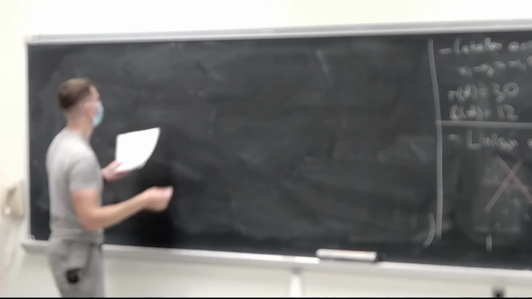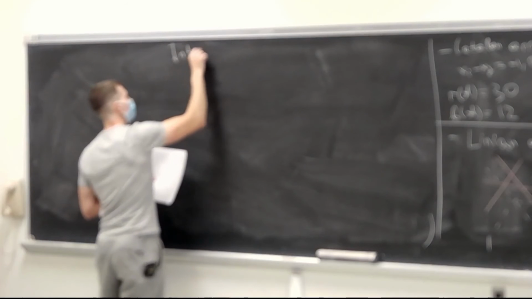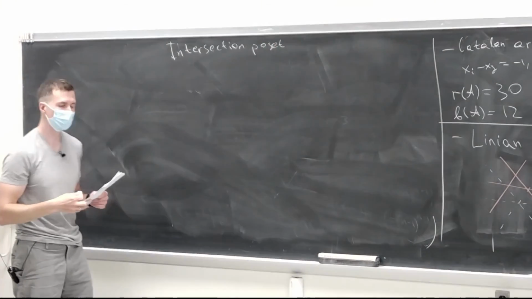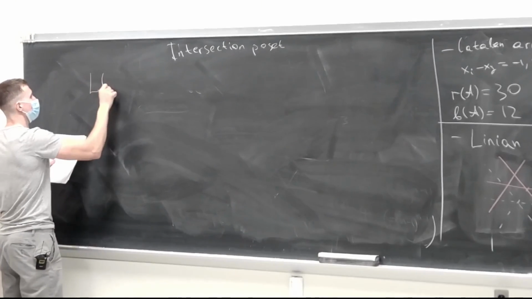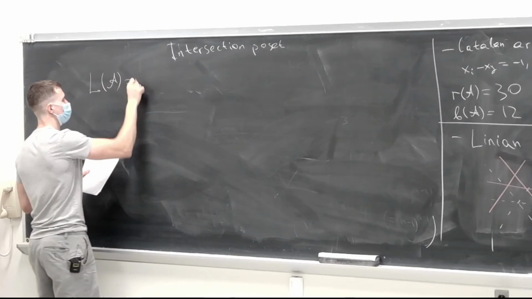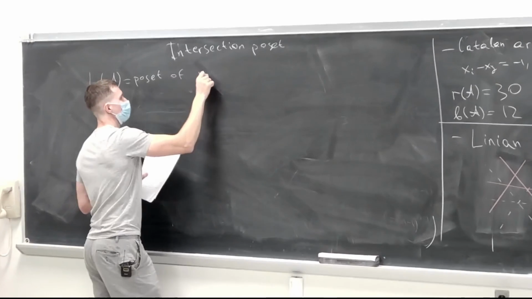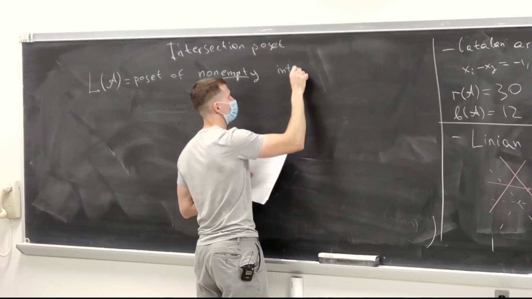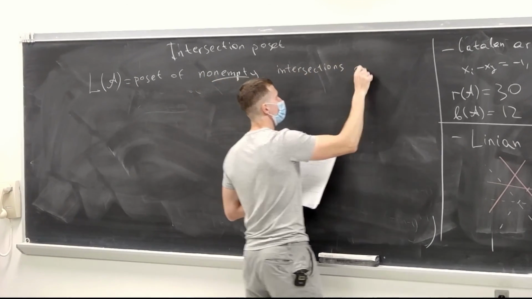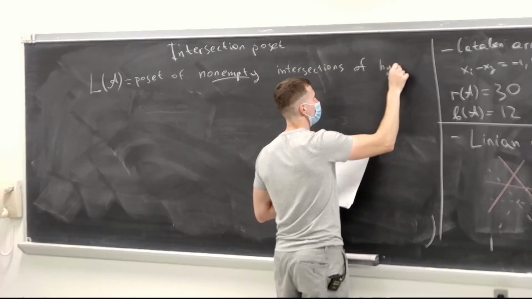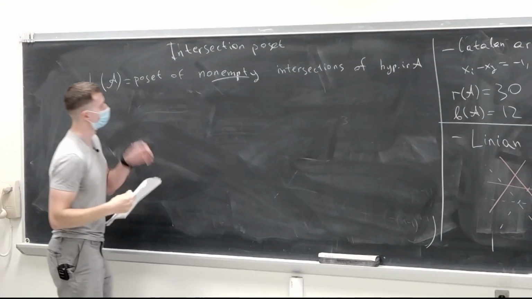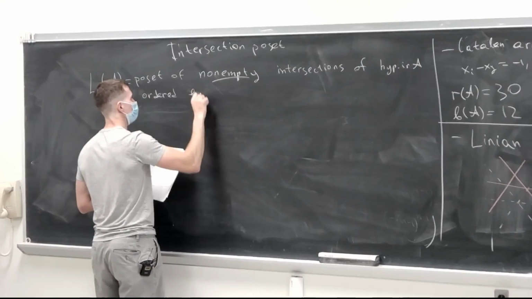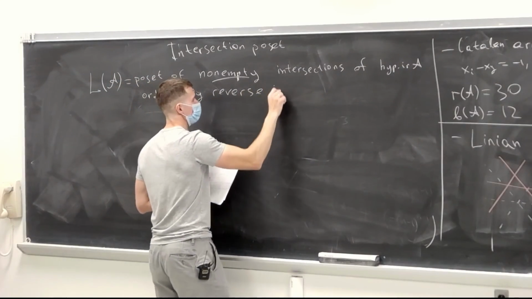To tell you the machinery, first of all, let's study the intersection poset of a hyperplane arrangement, which by definition you take L of A is the poset of all non-empty intersections of hyperplanes in A. And then the order relation is reverse inclusion, ordered by reverse inclusion.